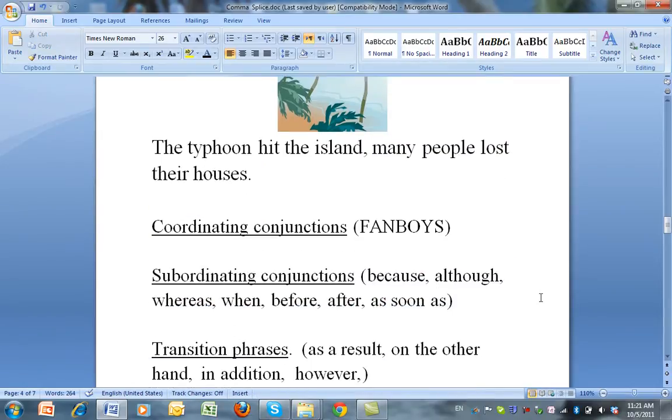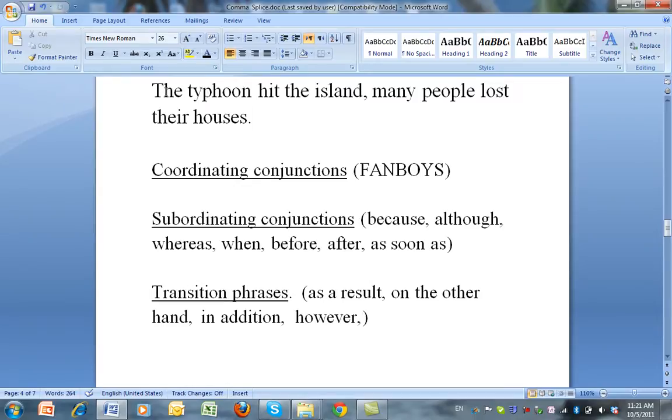So again, we have choices. We need to look, well, what's the relationship between these ideas? The typhoon hit the island, many people lost their houses. Well, if we choose a coordinating conjunction, I think that's really simple. We would use so, because the effect of the typhoon was that many people lost their houses. Now that's one way to do it.